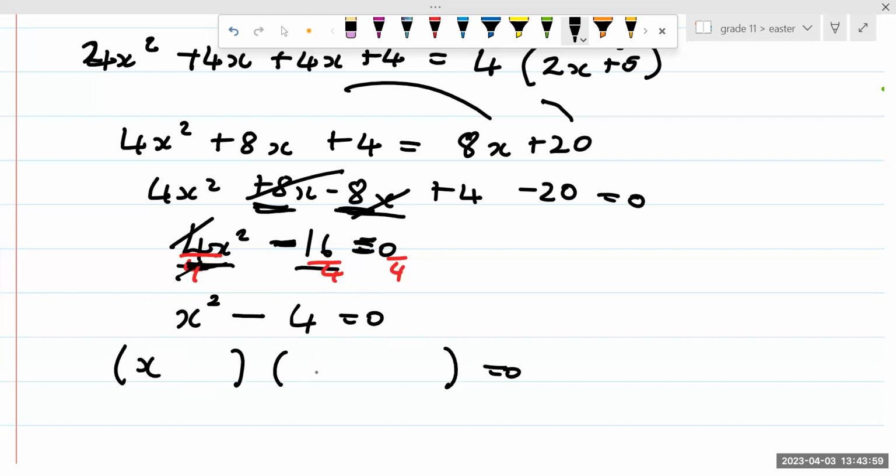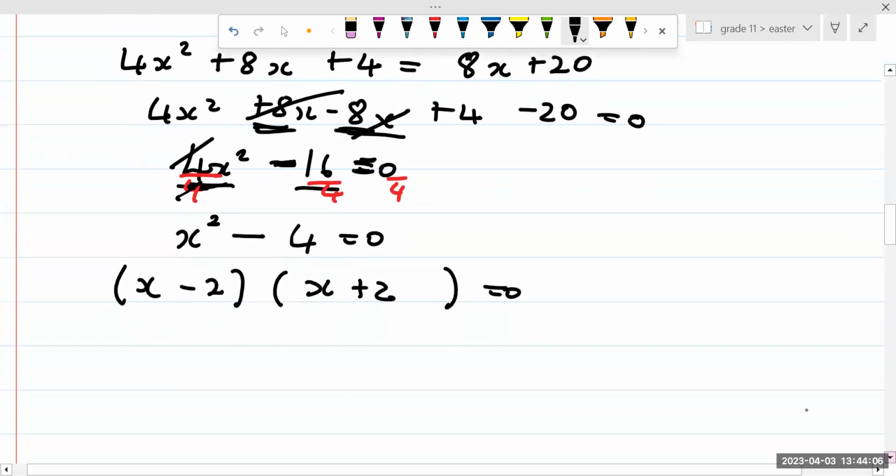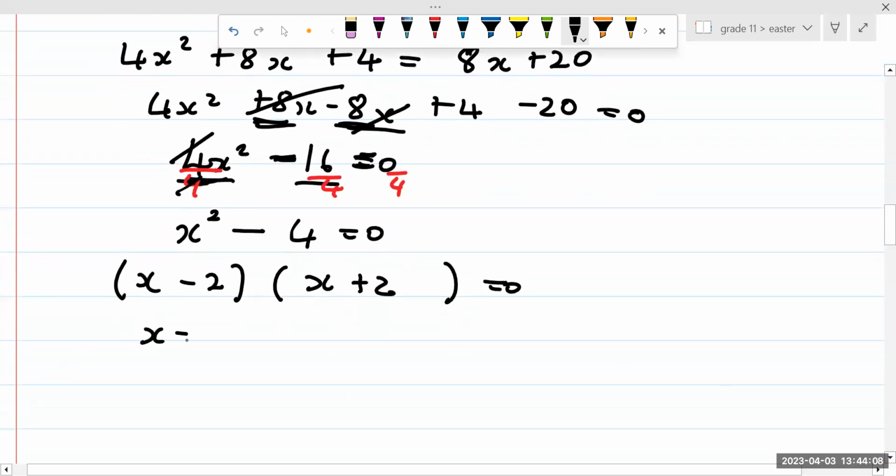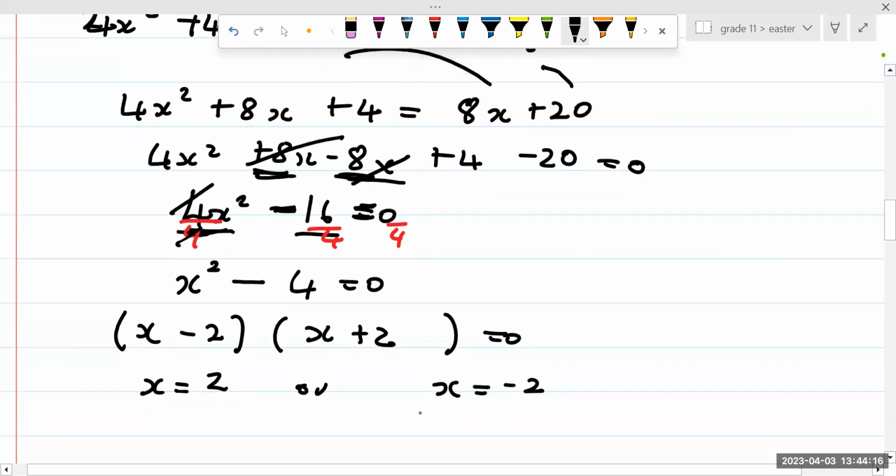We have x, x, minus 2, plus 2. And then x is going to be equal to 2, or x is going to be equal to minus 2. What is the next thing that we're supposed to do here? I got my answers.